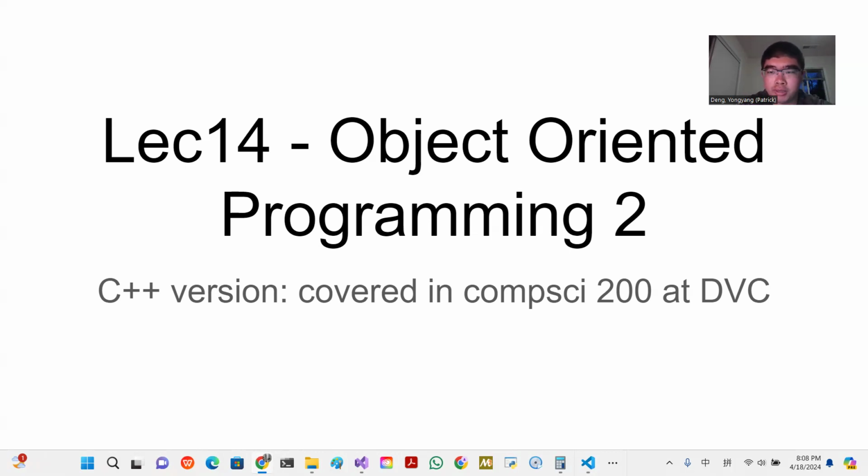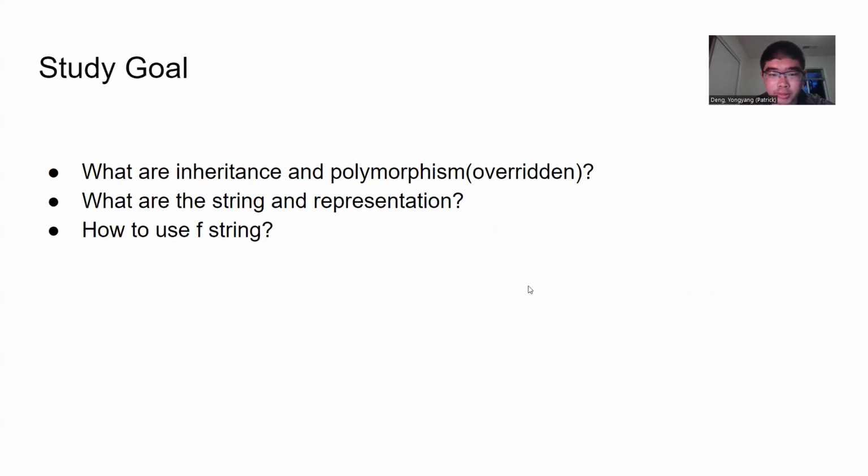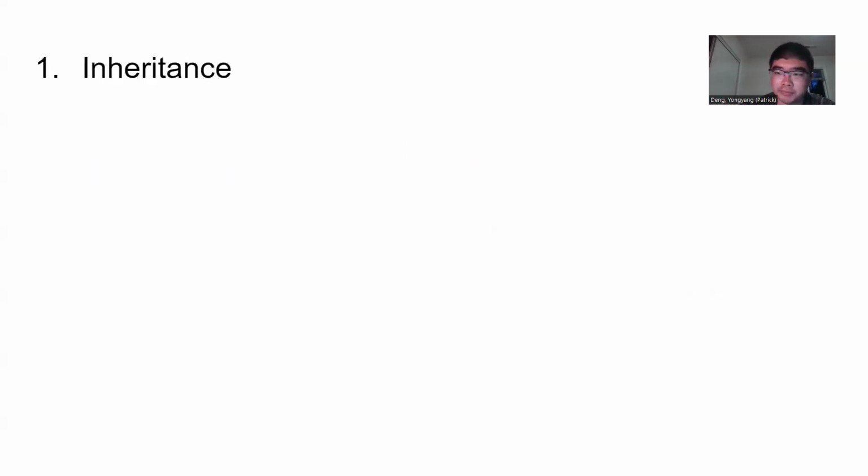So the first one we will talk about is inheritance, and then polymorphism. They are basically very similar, and they consist of how you actually create a class based on other classes. Then we will cover strings and representation, and how to use f-strings. So let's talk about the first one, inheritance.